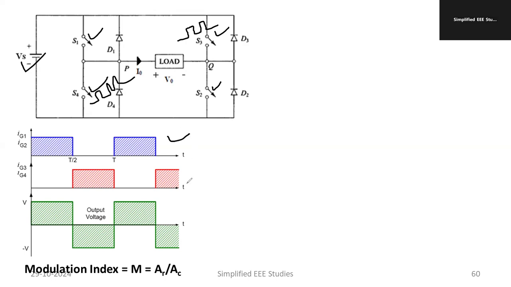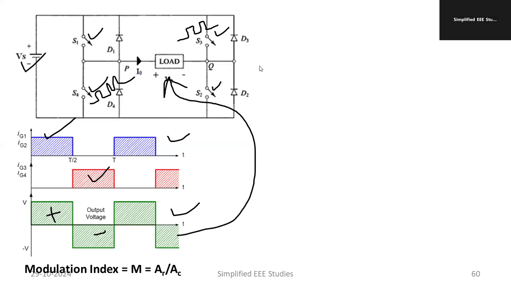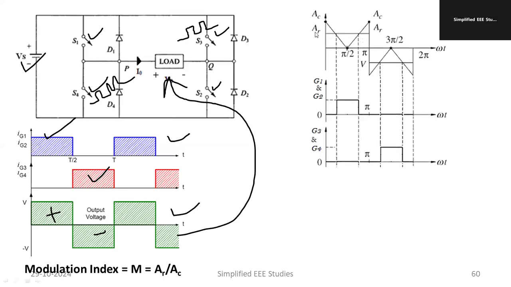These are the gating pulses which we have shown. This one is for turning on S1 and S2, and this one is for S3 and S4. Ultimately, we get the pulsating output, positive and negative, at the load side. This is the voltage corresponding to the load. Now the main important point is how you generate the pulses.